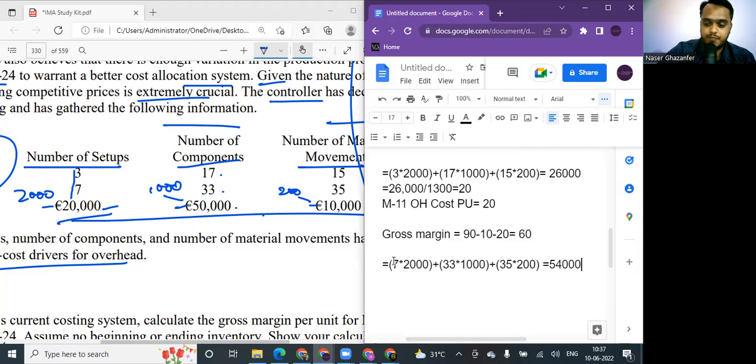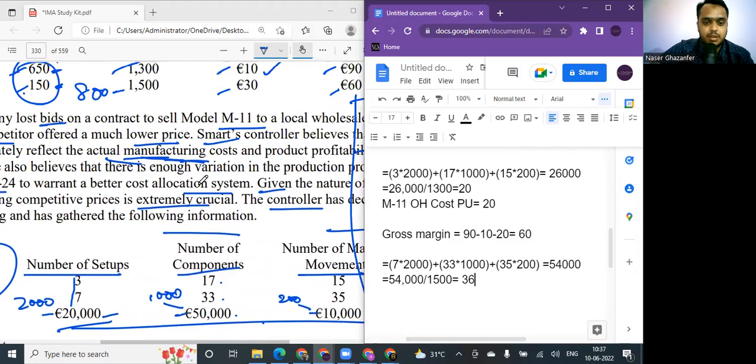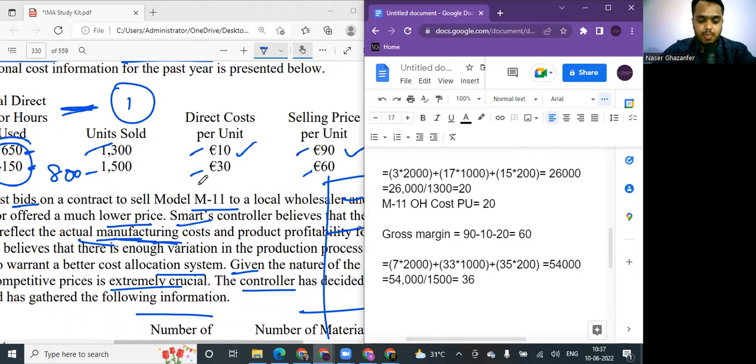Equals 54,000. And how many units are sold? 1,500 units are sold. So 54,000 divided by 1,500 is equal to 36. And now when my overhead cost is 36, I'll put down here R24 overhead cost per unit is equal to 36.